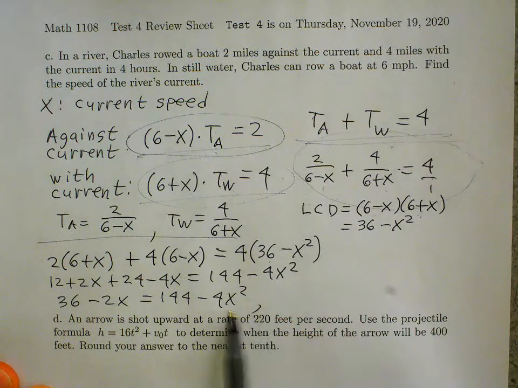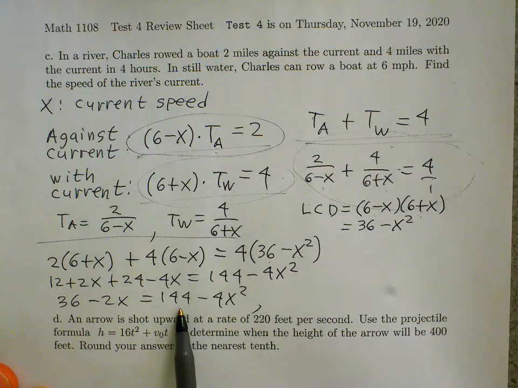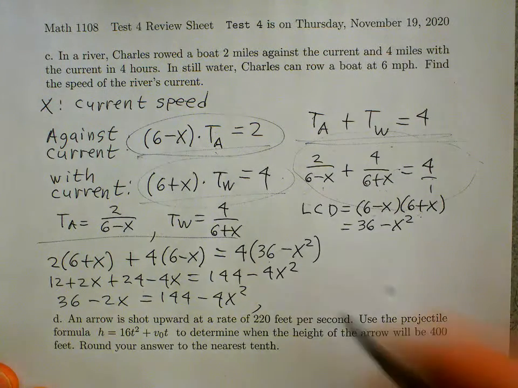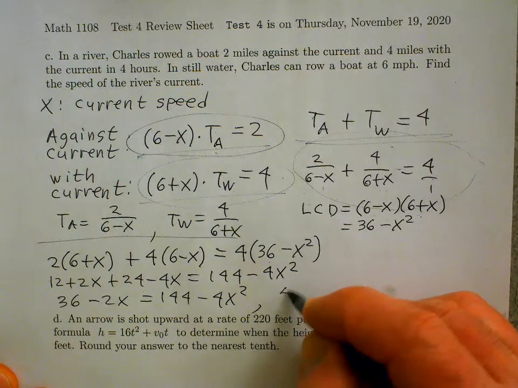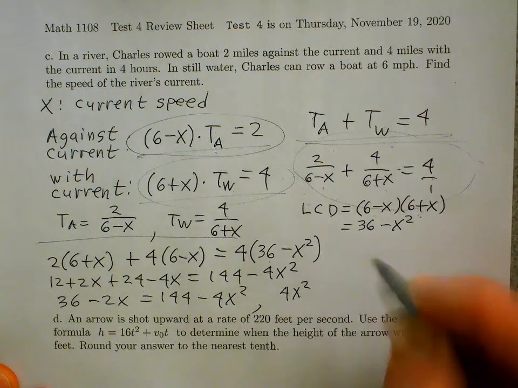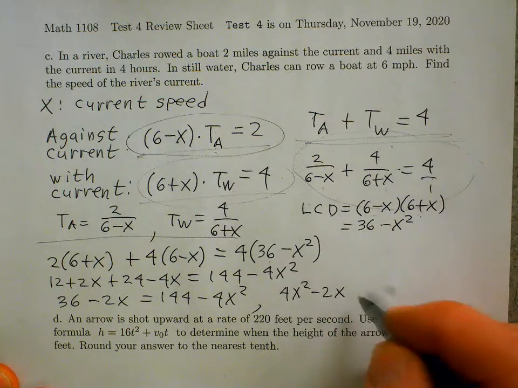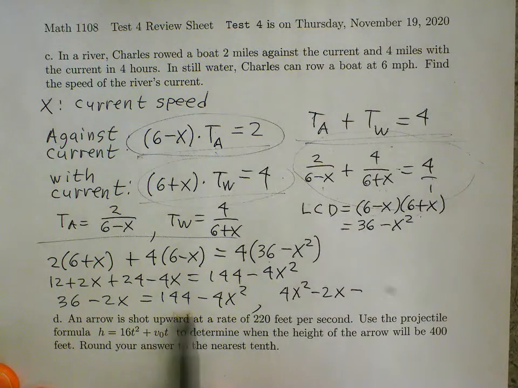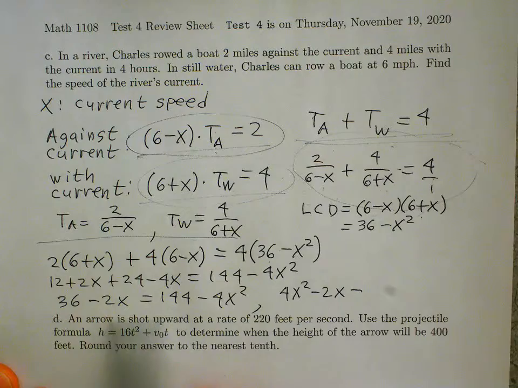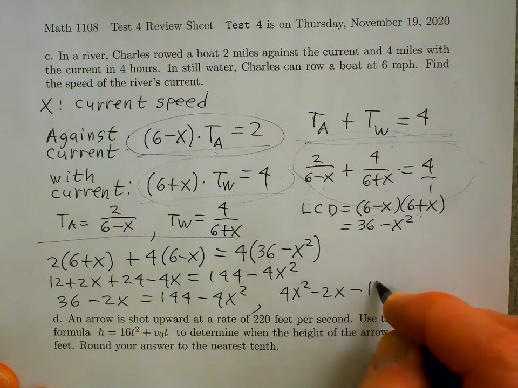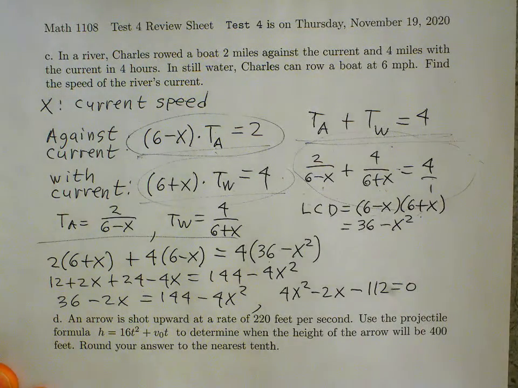And we'll make the right-hand side 0, so we'll add 4x squared to both sides and then subtract 144 from both sides. And when we do that, we get 4x squared minus 2x minus 112 equals 0.